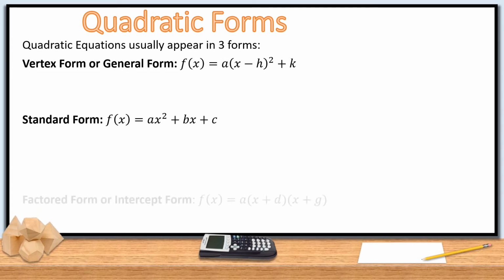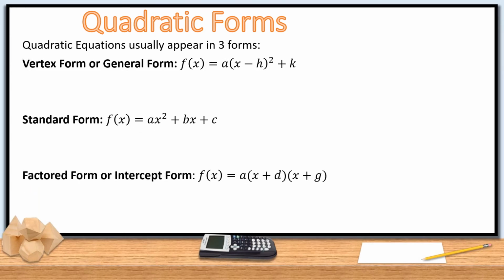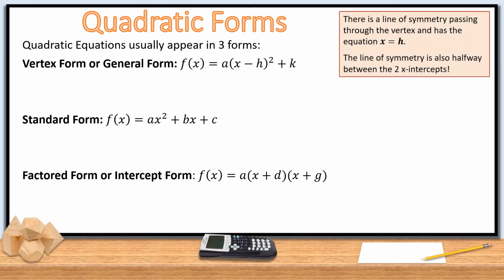We have standard form, and then we also have factored form, which can also be referred to as intercept form. And the things that we can tell from those, if we're looking at vertex form, we can tell the vertex based on our h and k values. We can also tell if there is a reflection or a vertical stretch or compression based on that a value. So just some useful things that we can tell just from looking at the equation.